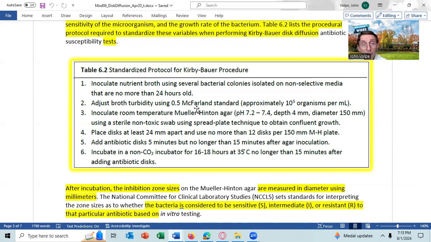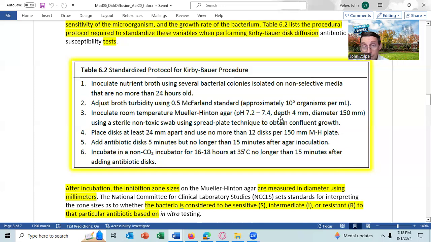You inoculate the broth onto Mueller-Hinton agar plates at room temperature. We always use room temperature and Mueller-Hinton agar plates between pH 7.2 and pH 7.4, because at different pH, you can get a different zone of inhibition size, as well as at different media, you can get a different zone of inhibition size. So we always use Mueller-Hinton agar plates, pH 7.2 to 7.4.